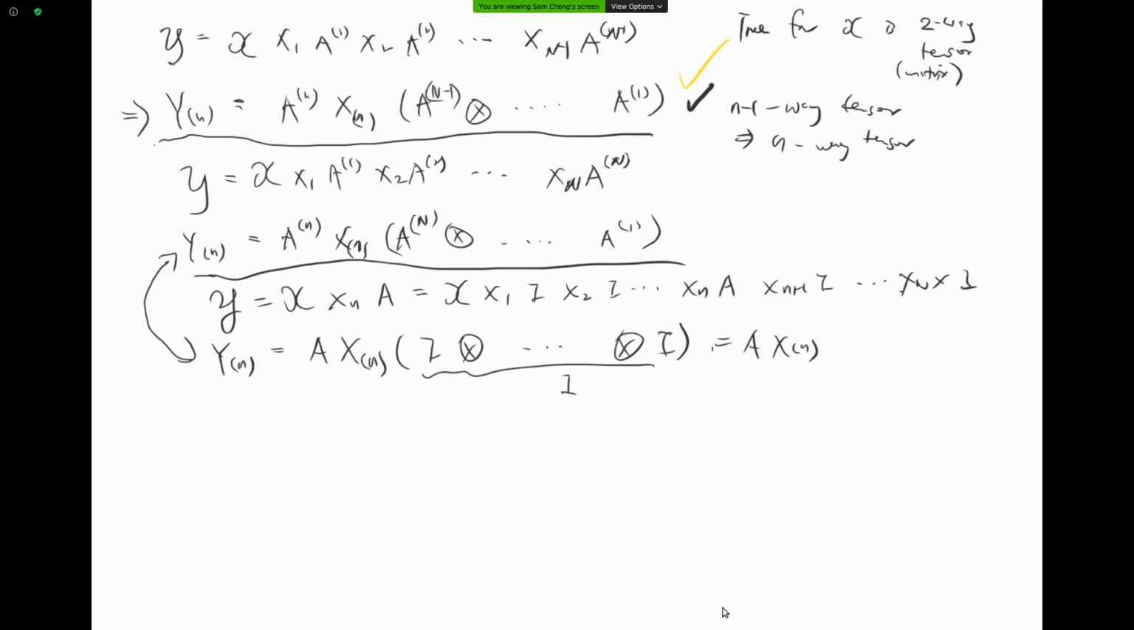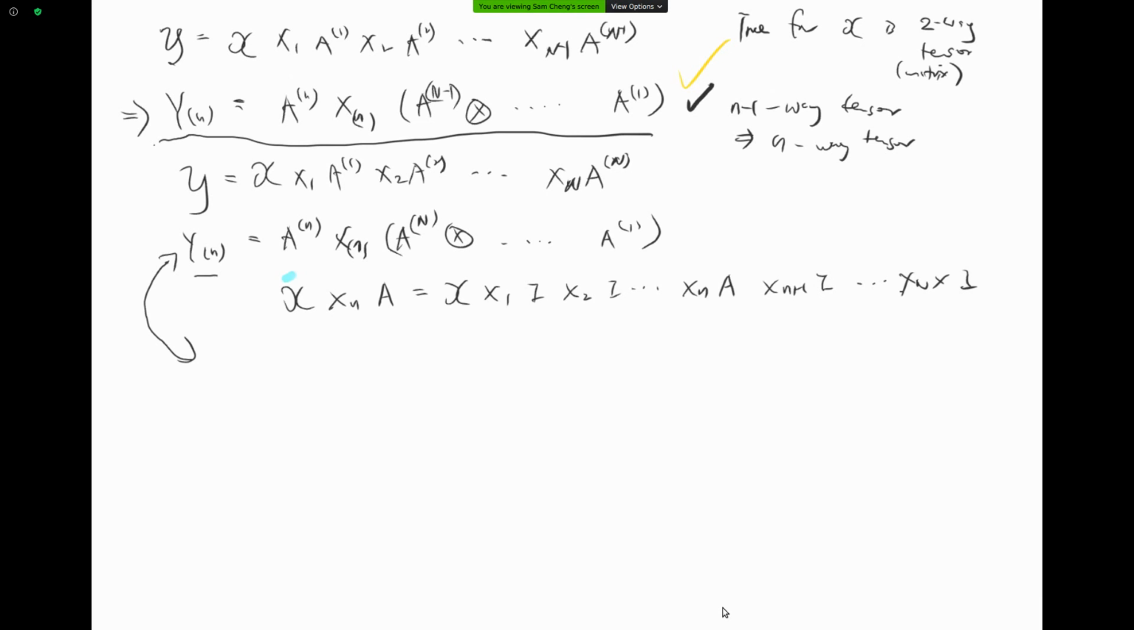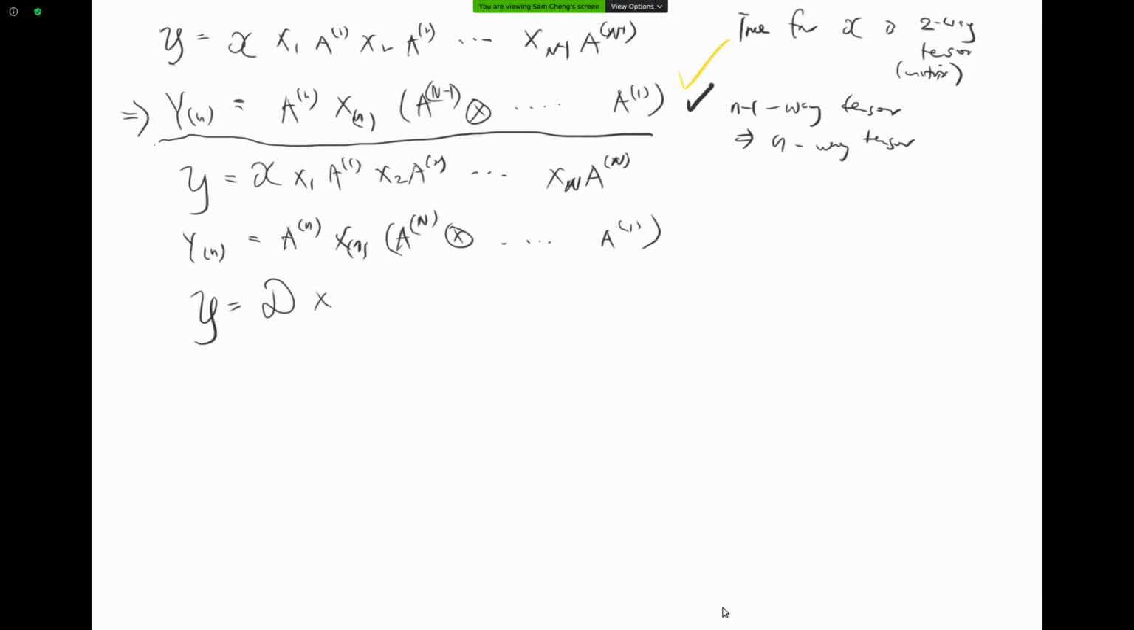One last thing, you will also see this pretty commonly when people talk about CP decomposition: if Y is equal to D, a diagonal tensor, with mode 1 product with A1 and so on up to mode N product with AN, then I will have Y(n) equal to An times D, the diagonal of the diagonal tensor, times An Khatri-Rao An minus 1 and so on, all the way up to A1.